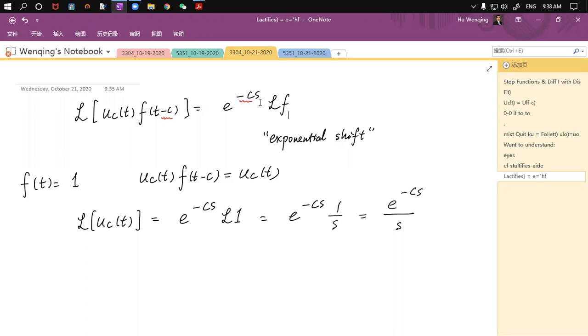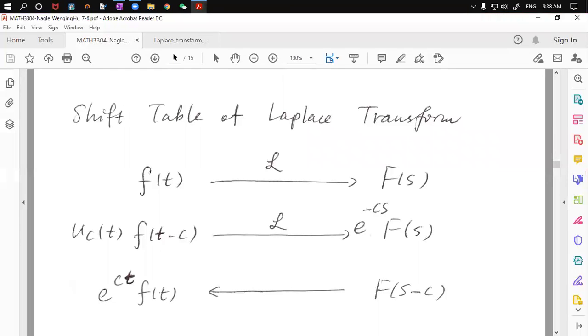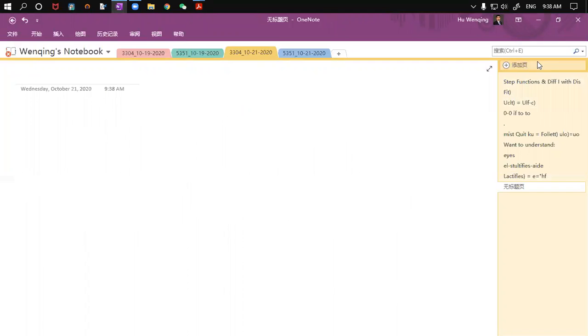Okay, so that's what we call part of the shift table, which can be summarized as the following. If the Laplace transform of a small f of t is equal to capital F of s, then if you shift the small f of t to the right by c, you end up with u_c(t) multiplied by f(t minus c). Then the Laplace transform does an exponential shift where the minus c is kept as minus c, times capital F of s. So let me say, this is the shift table of Laplace transforms, which is going to be important.